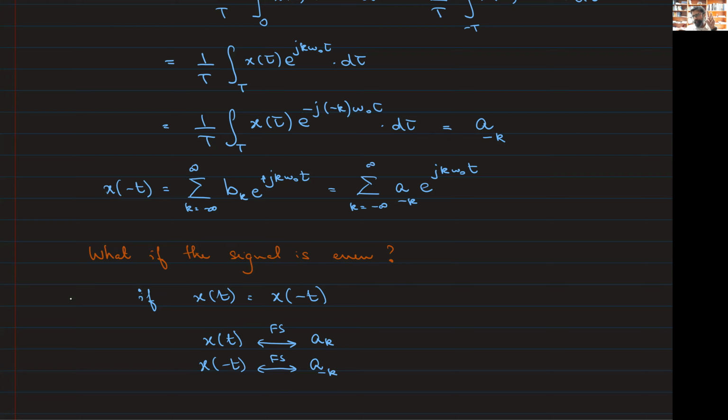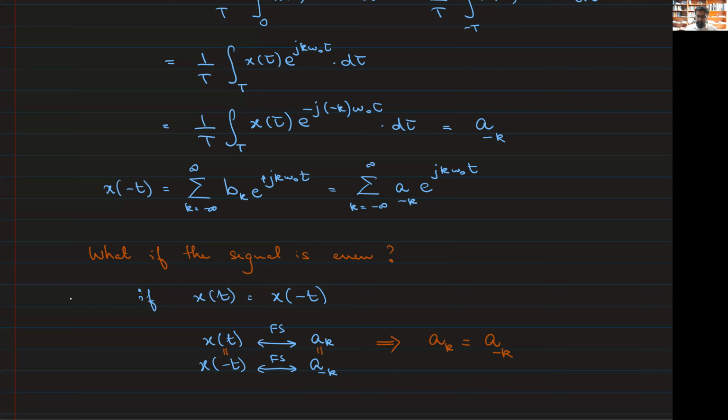If two periodic signals are equal in the time domain, since there's a one-to-one correspondence between the Fourier series coefficients and the time domain signal, the Fourier series coefficients must be the same as well, right? If x of t equals x of minus t, these must be the same as well, because there's a one-to-one correspondence. So which implies that a k must be equal to a of minus k.